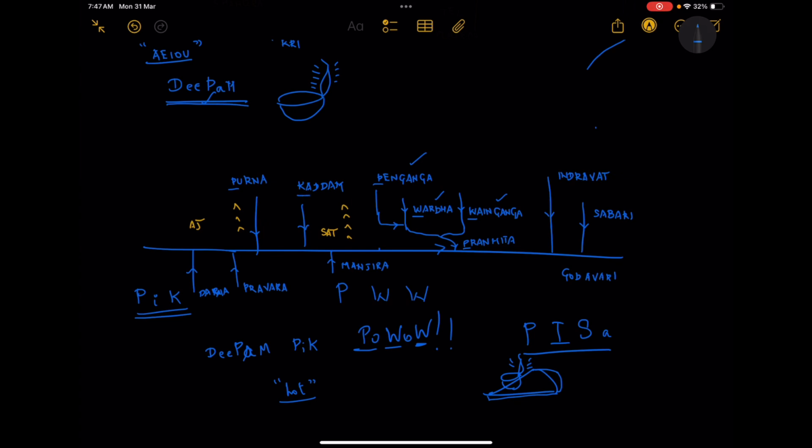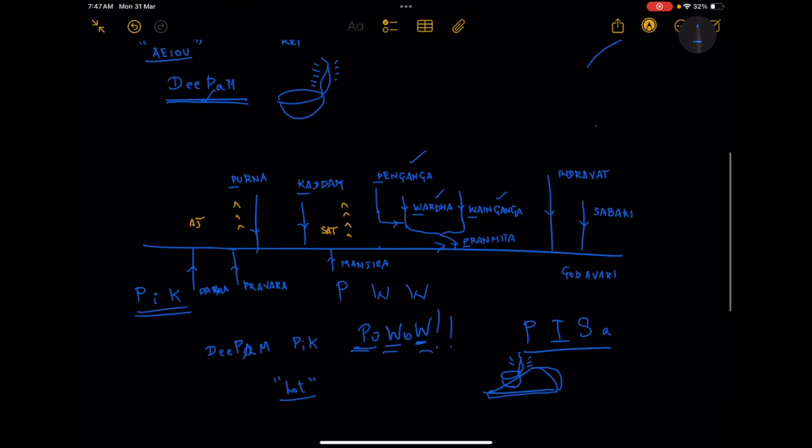Then after that, since it is very hot, the person makes a noise, Pawow. So Pawow stands for Penganga, Varda, and Vainganga. And then finally we are going to place the Deepam over a pizza. So that pizza stands for Pranita, Indravati, and then finally Sabari.